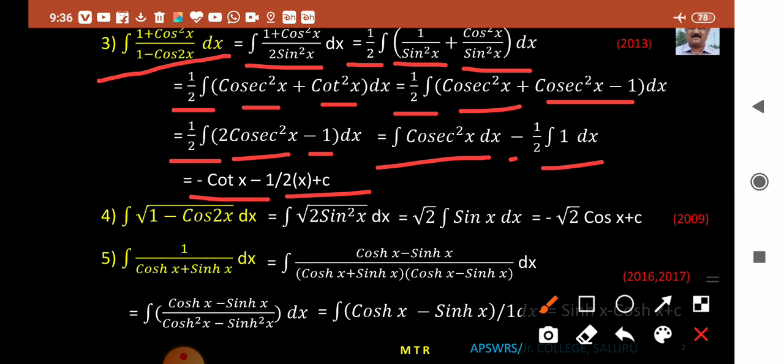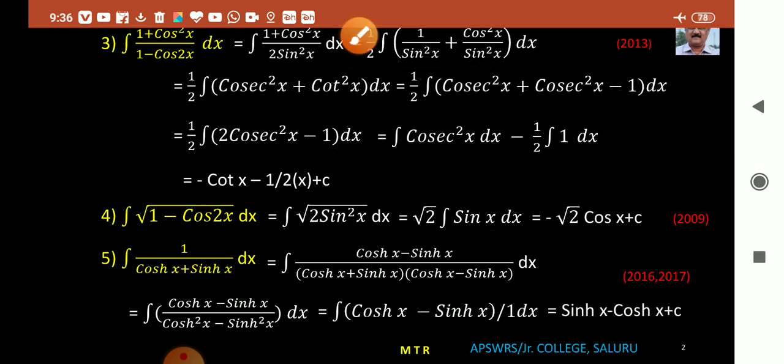Now let us see another problem. This is also very important. Integral square root of 1 minus cos 2x dx. Simply we write this 1 minus cos 2x is 2 sin square x. You write this root 2 here. Root sin square x is, yes, sin x. So root 2 integral sin x dx. You write this root 2 here. You know the integral of sin x is minus cos x. You write the minus here, cos x plus c. Okay.